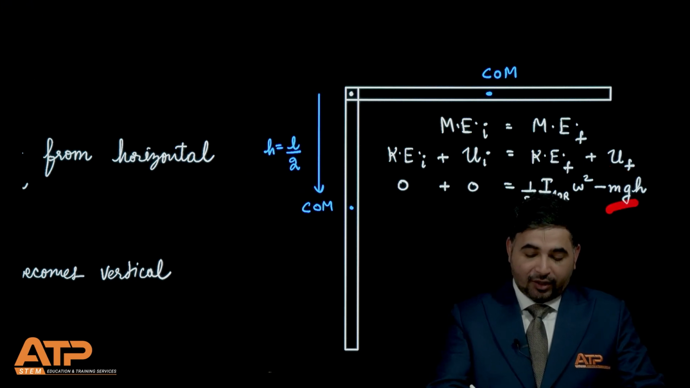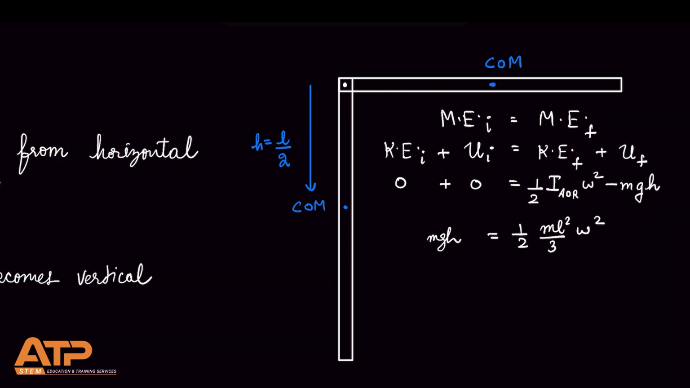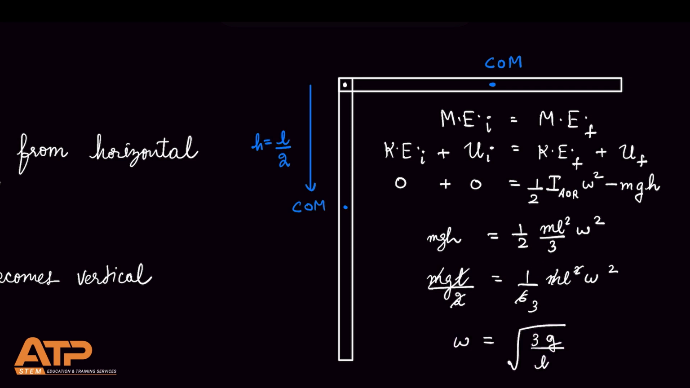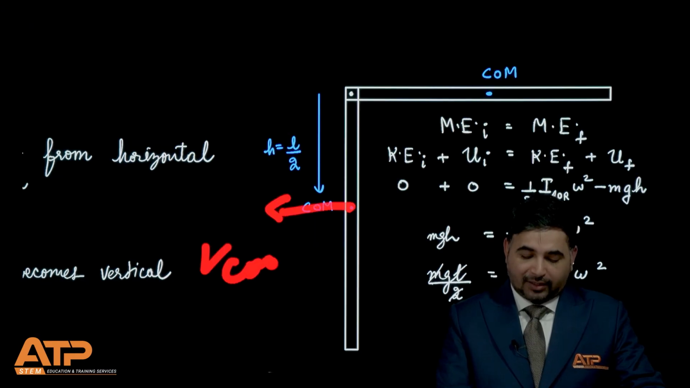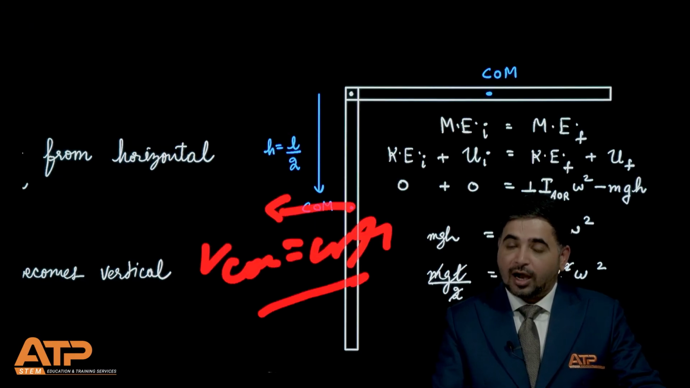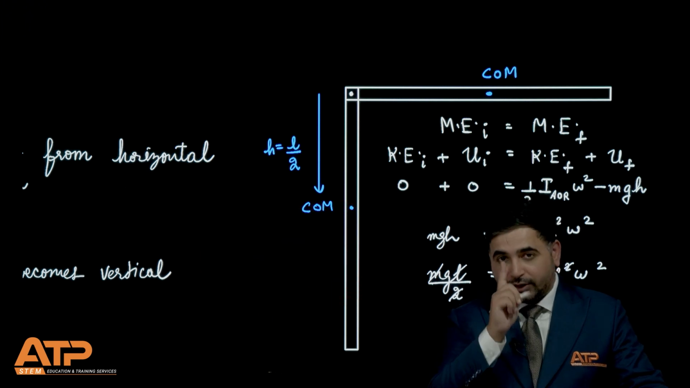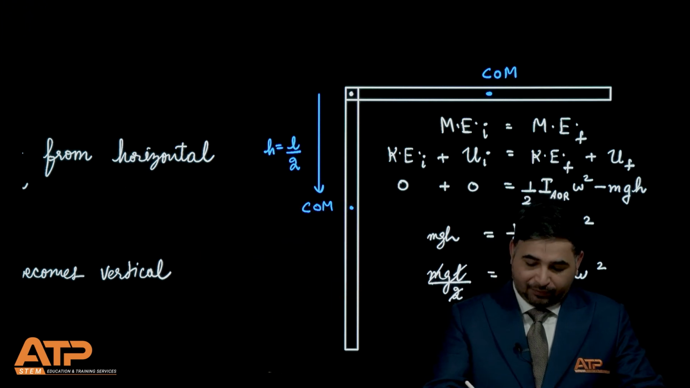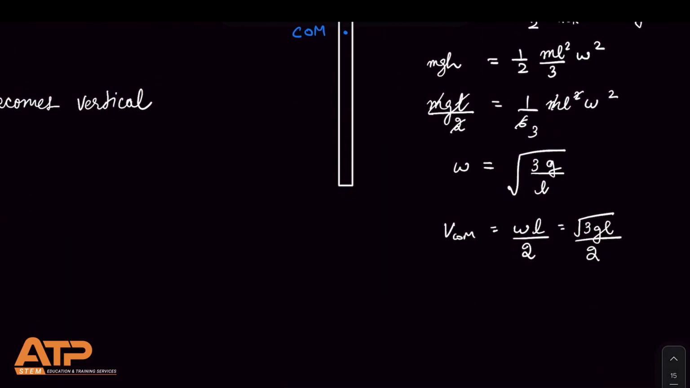Now I'll take this negative term to the other side, and then I will substitute I as mL square by 3. Solving this, we will get the answer omega equals root 3g by L. Here, how do we find VCOM? As this object is rotating, what will be the speed of center of mass? That's going to be omega into R. You see, this is why the first part of the lecture was the most important thing. So V is equal to omega L by 2, giving you root 3gL by 2.